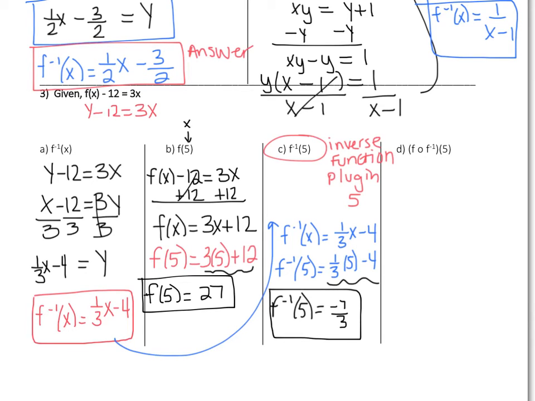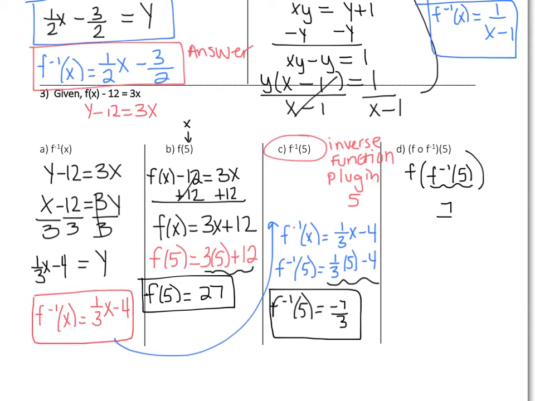Okay, let's do this last one. So this last one says find f of f inverse of 5. Just like we did before with the compositions, we want to find f of f inverse of 5. So first we want to find out what f inverse at 5 is. And hey, wait, we just did that. We did that over here. So f negative 1 of 5 is negative 7 over 3.